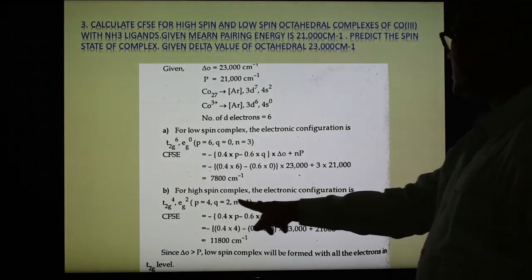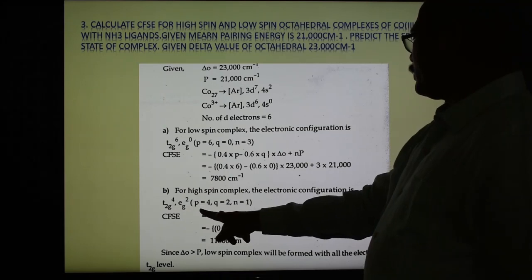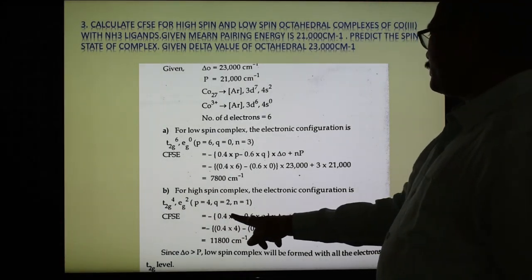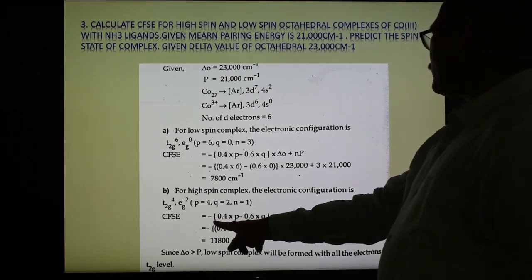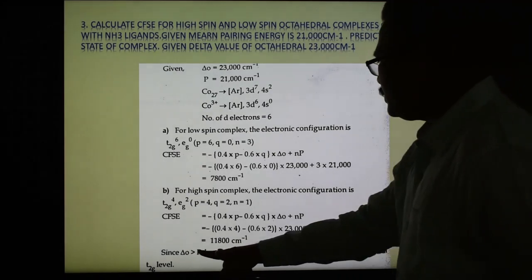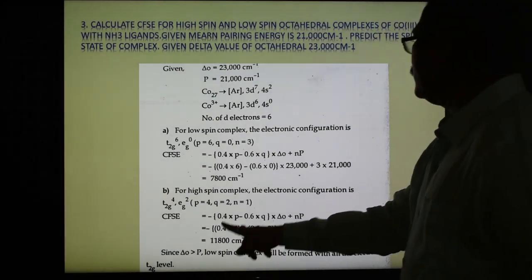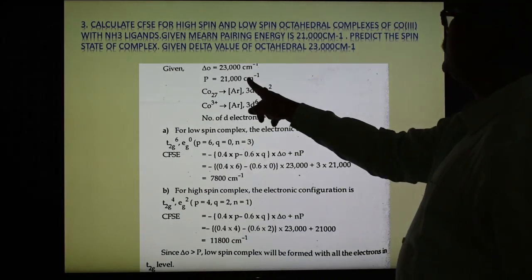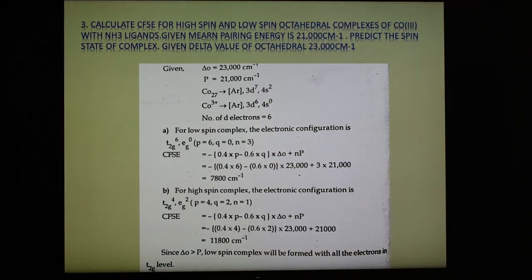For the high spin complex, t2g4 eg2. So now P is 4, Q is 2, and the number of paired electrons is 1. This is the high spin complex state, and this is the equation. After substituting we get this value. Now it is observed that the delta O value is greater than P. The delta O value is 23,000 as compared to the pairing energy, 21, and therefore the complex will be formed with all electrons in the t2g level. So since delta O is greater than P, a low spin complex will be formed.